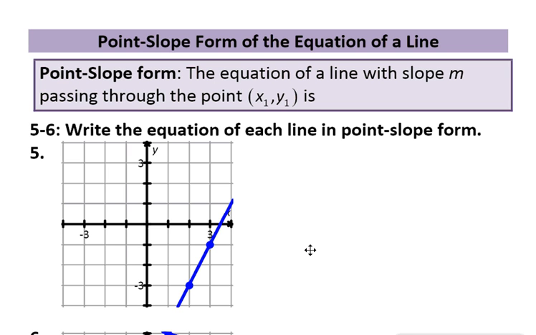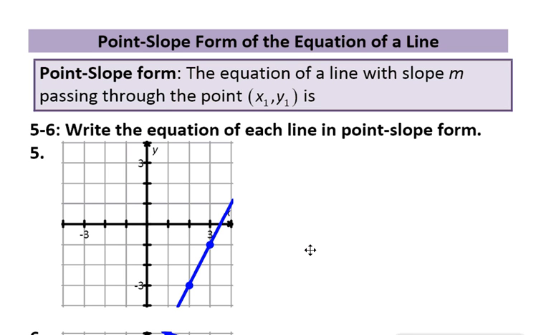We have another equation for writing the equation of a line. It's called the point-slope equation. So sometimes it's not convenient. For example, in example 5, you can't see where it's crossing the y-axis. So what is the y-intercept? We really can't see it. So sometimes it's not convenient to use the slope-intercept form because we don't know what the y-intercept is. So in those cases, we might want to use the point-slope form to write the equation of the line.